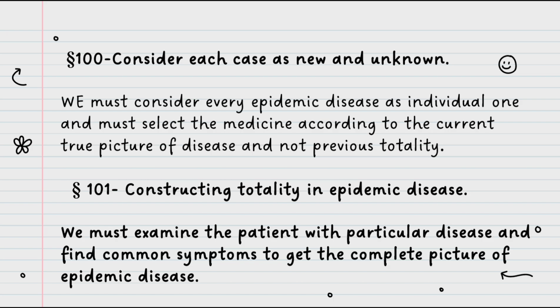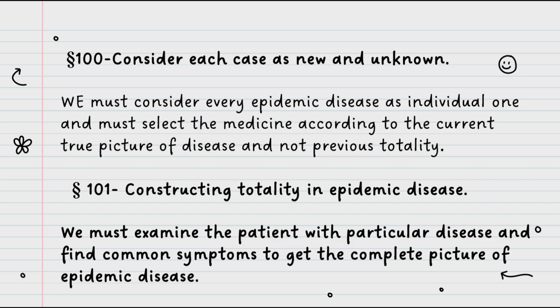Then next is aphorism 100. Consider each case as new and unknown. We must consider every epidemic disease or any other disease as an individual one, and must select the medicine according to the current true picture of the disease and not the previous totality. Aphorism 101 says constructing totality in epidemic disease. So first we should consider the case as new and unknown. Second, 101, construct totality in epidemic disease.